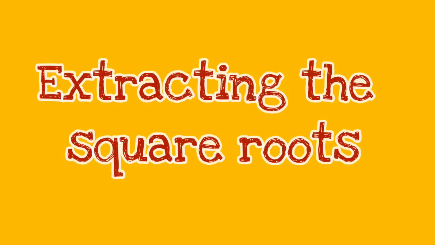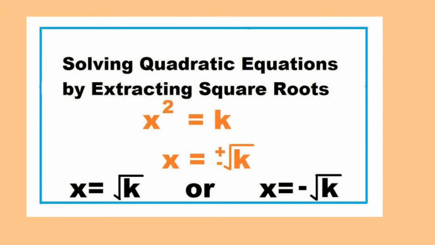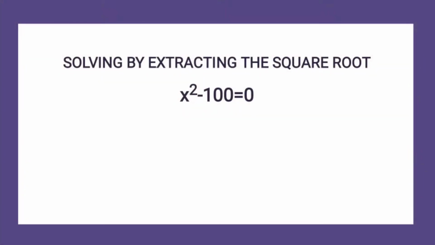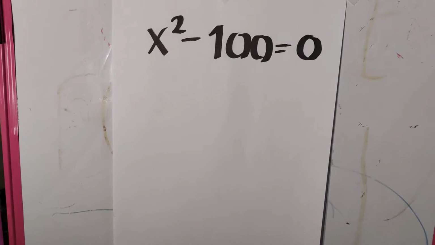Solving quadratic equations by extracting the square roots can only be done if your quadratic equation is in the form of x squared is equal to k. So, to better understand, let us consider these examples. We have x squared minus 100 is equal to 0.